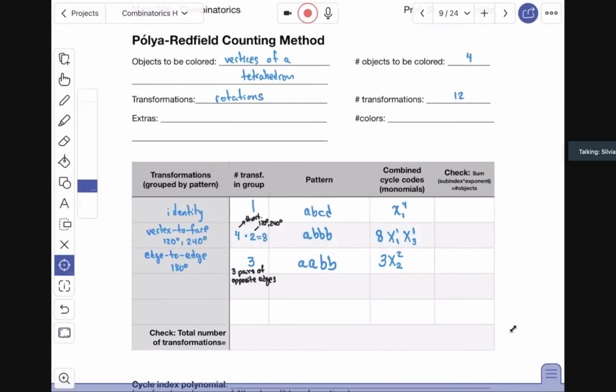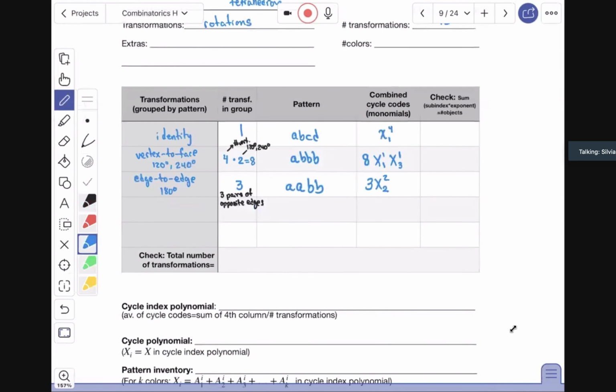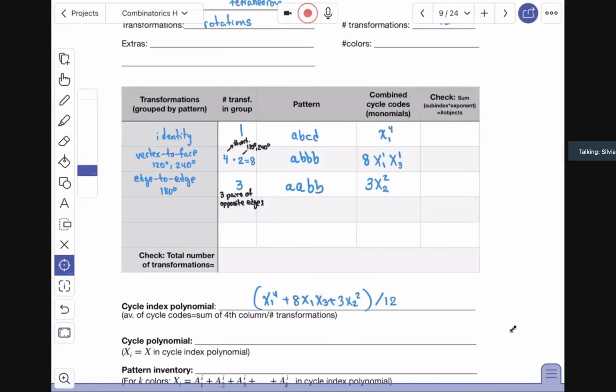This is the hardest part, because now this is just checking that everything makes sense, checking that here 1 plus 8 plus 3 is actually the 12 transformations. And then you can find your cycle index polynomial: x1 to the 4 plus 8 x1 x3 plus 3 x2 squared, divided by 12 transformations. So I just add that divided by 12, yeah? And for the other one, I remove the sub-indices.